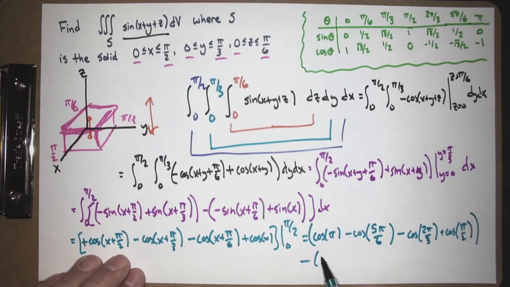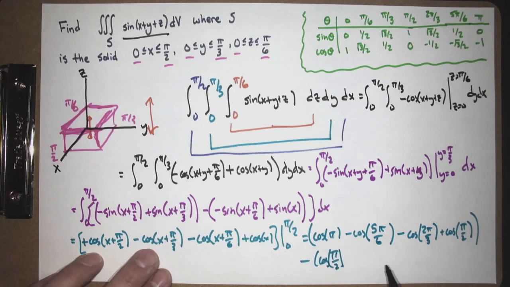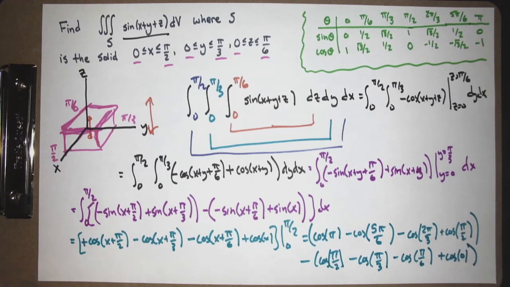Okay. Cosine pi over 2 minus cosine of pi over 3 minus cosine pi over 6 plus cosine 0. Okay, good. Well, it'd be nice if that simplified. Does anything become simpler? Well, we have a bunch of cosines. The cosine pi over 2's automatically go away.